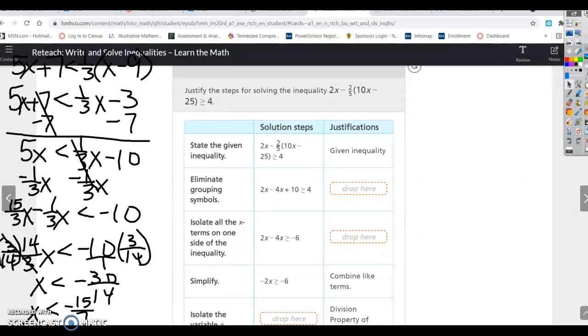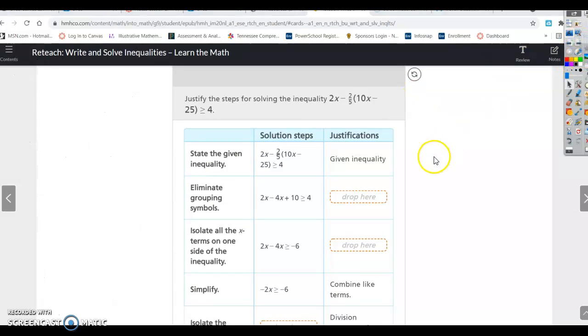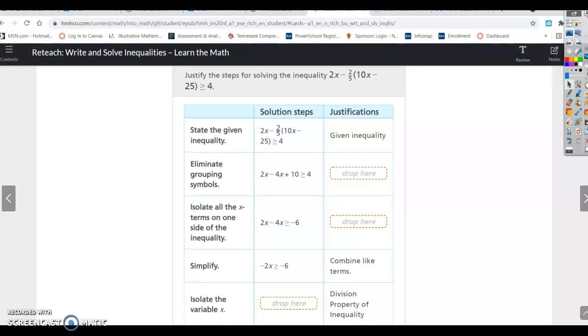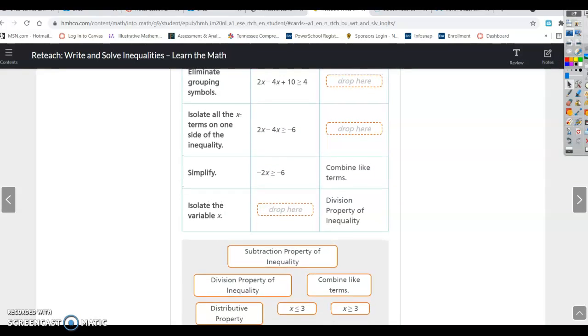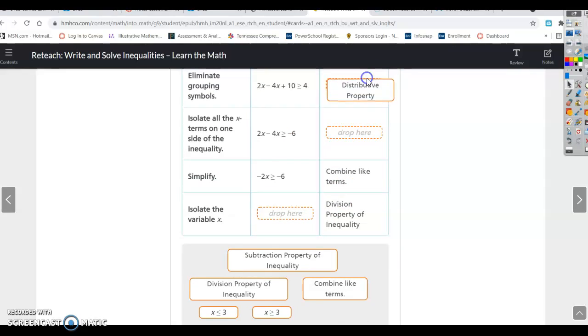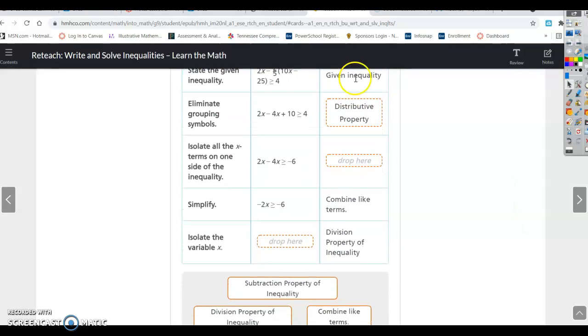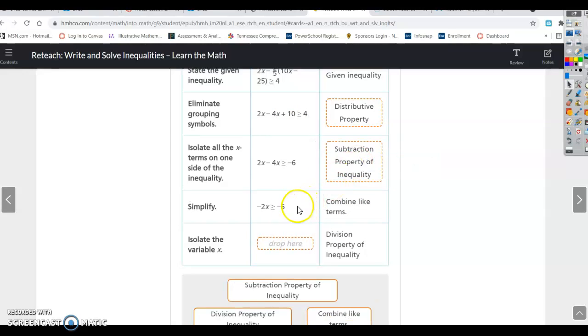All right, it says justify the steps. This gives us another one to work. Okay, so from 2/5 times the parentheses, again, they're using distributive property. And then after they use distributive property, it looks like they have subtracted the 10 from the other side, or from both sides. So let's drop that in there.